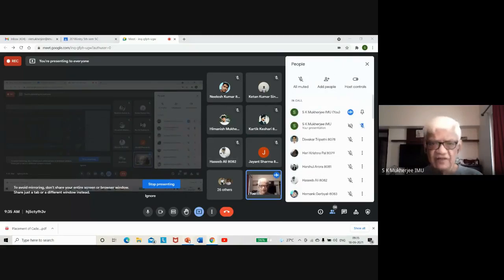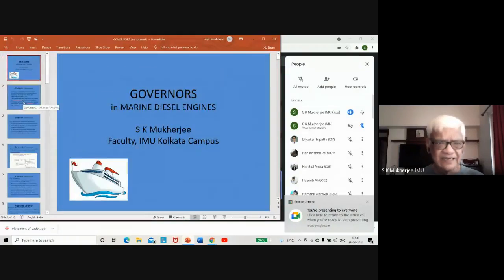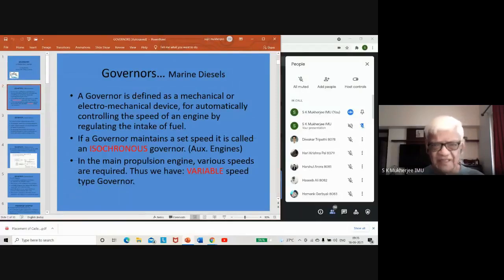Okay, let's go on to our governors. We had initially gone through the first few pages, but as a quick revision, what is a governor, you should be able to explain. And then the two types of governor that are there, one is for auxiliary engines, which maintains a constant speed. And the purpose is to have a constant voltage being generated. To ensure you have a constant voltage and frequency, you need to have a constant RPM. So these governors are isochronous governors. Don't forget the name. The governors which are used for constant speed are called isochronous governors, and they are used on your auxiliary engines, because you need a steady voltage and frequency.